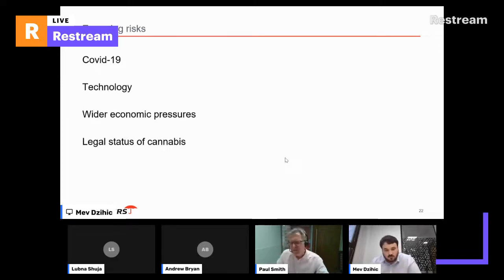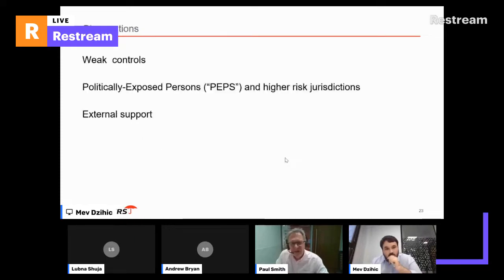Wider economic pressures, because firms are under financial pressure because of the impacts of COVID, and also the legal status of cannabis, legal abroad, but the proceeds of that coming into the UK could be treated as the proceeds of crime. The SRA has seen some issues when it's been looking into this area in detail.